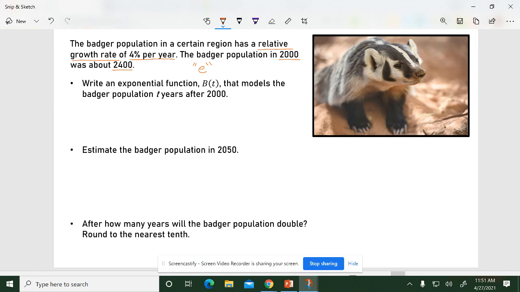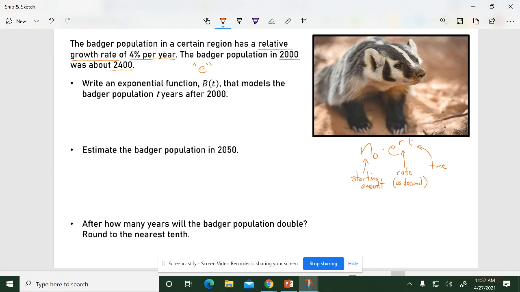And the formula we're going to be using here, and I'm going to write this underneath the badger, is usually written like this: N sub 0. That means your starting amount, your initial amount. Then times e, and then your exponent is rt. So r is your rate, and you always write that as a decimal, not as a percent. And t is, as always, the time. So that's our formula that we're going to be using.